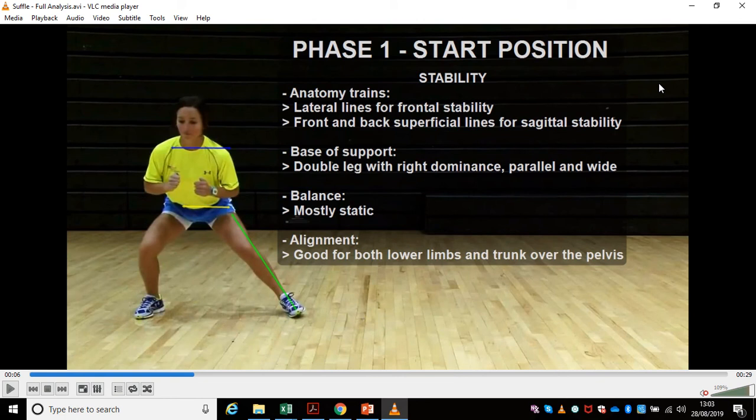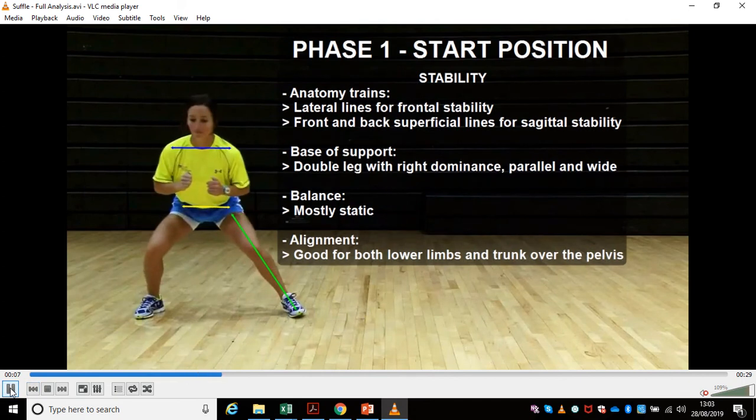The balance is mostly static in this specific moment, and we can easily identify the good alignment of the lower limbs. So we have an ideal line running across the three main joints of the lower limb, and finally across the pelvis and the trunk. Let's move on to the next phase.